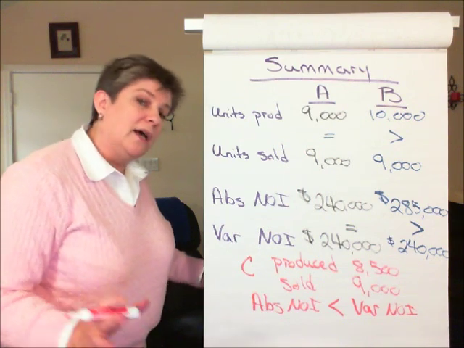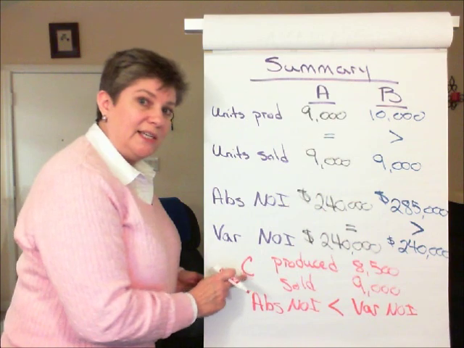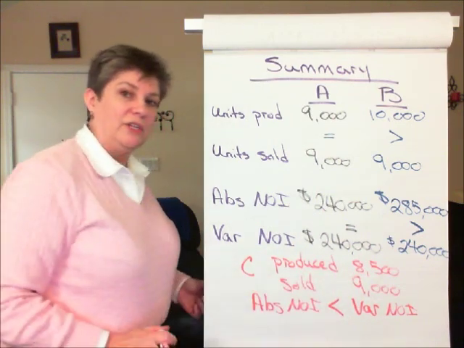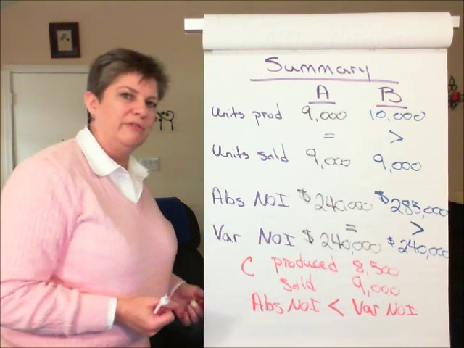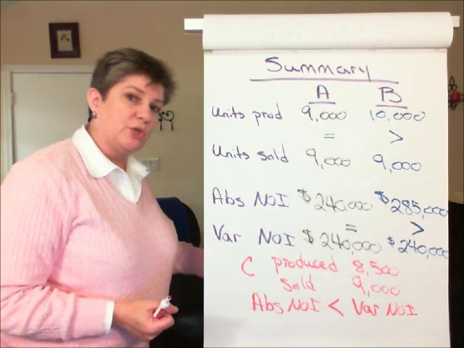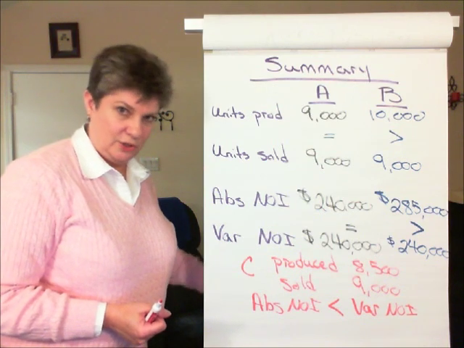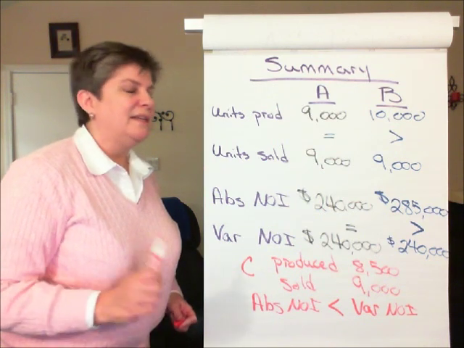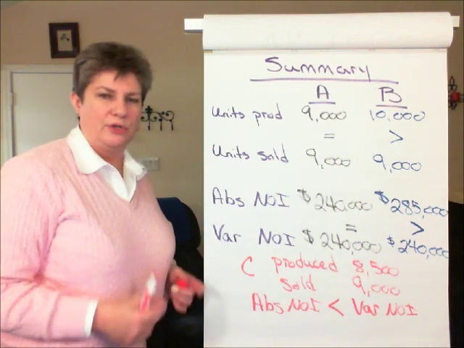But again, under variable costing net income, in scenario C, since we still sold 9,000 units, variable costing net income would still be 240,000. But absorption costing income would be something less than that 240,000. Next video, we're going to reconcile the incomes under the two methods.